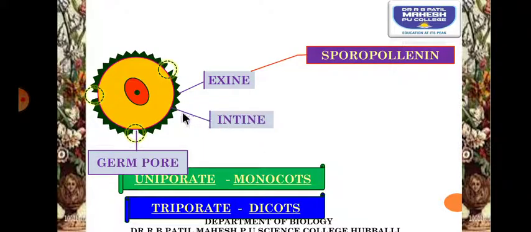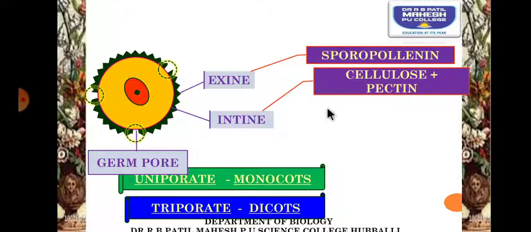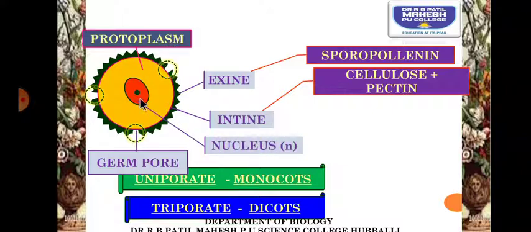Okay, now coming to the next wall layer called intine. Intine is a smooth wall layer. It is the second wall layer and is made up of cellulose and pectin. Intine encloses a proteinaceous fluid inside, and that proteinaceous fluid is called protoplasm. Protoplasm contains a single haploid nucleus.